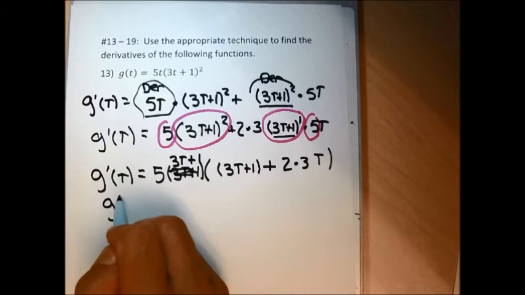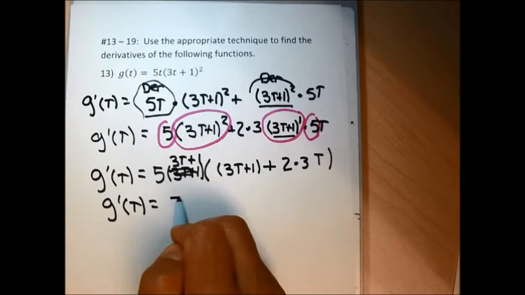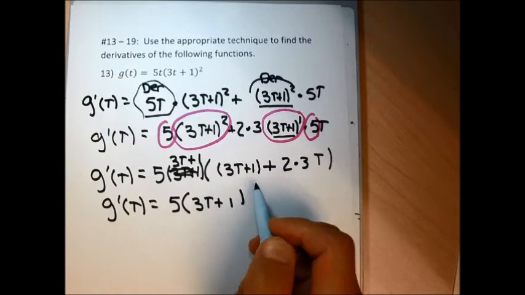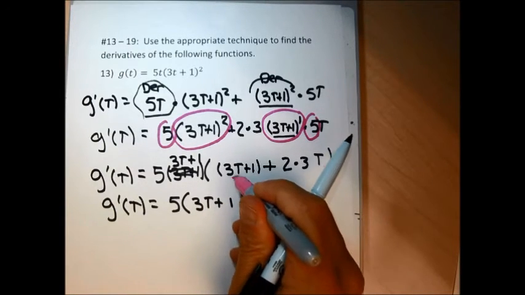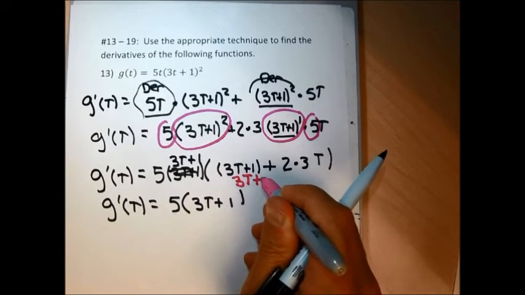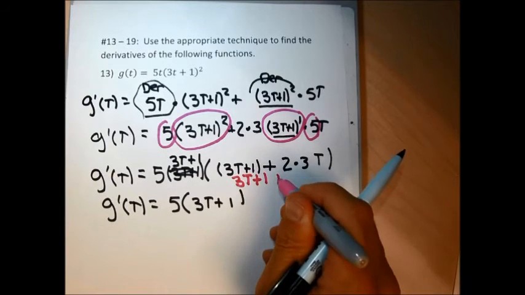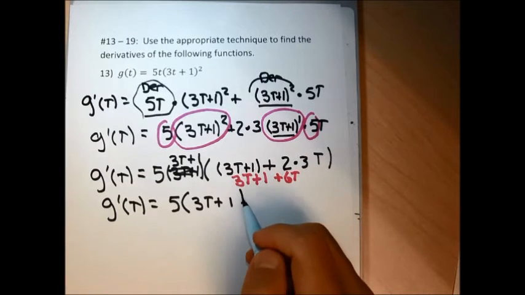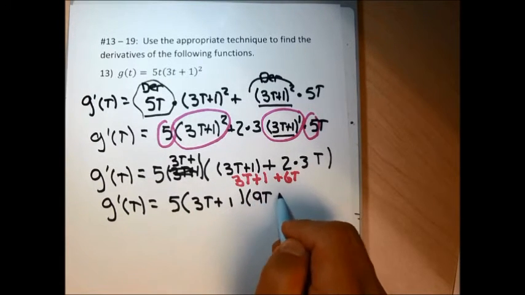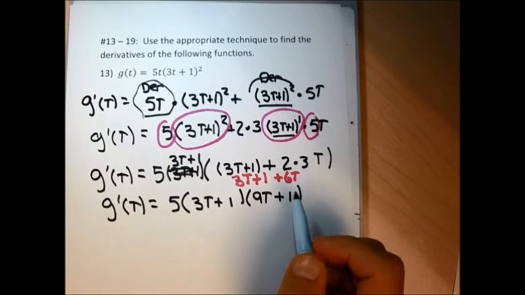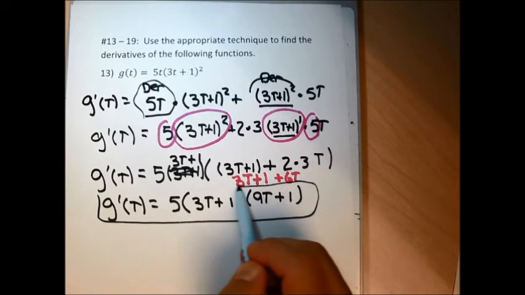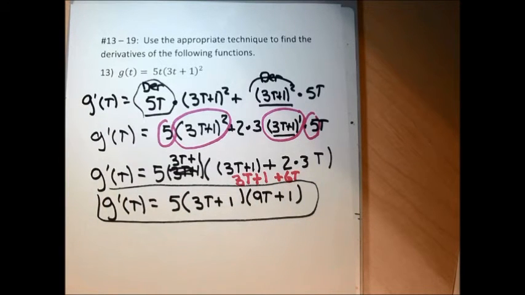So I'm getting g prime of t equals 5 times 3t plus 1. And then inside the parentheses, that's a 3t plus 1. You can drop the parentheses. This is a 6t. I'm going to combine the 6t and the 3t and get a 9t, and then plus 1. That's the very best answer to number 13. Anything more than this that you would do would be multiplying it out to make it less factored. So that would be the best answer.